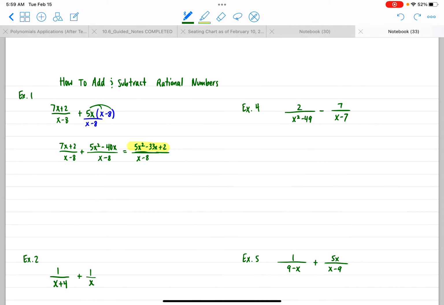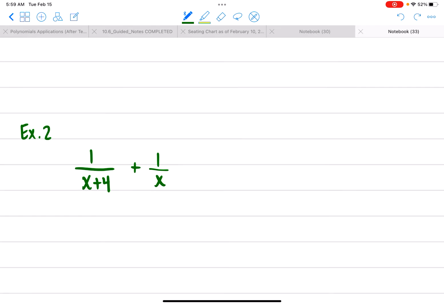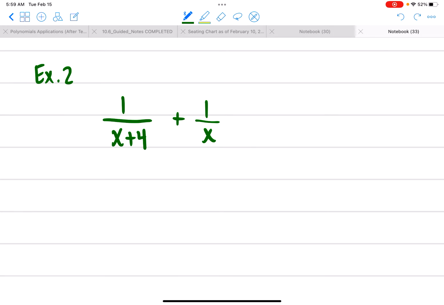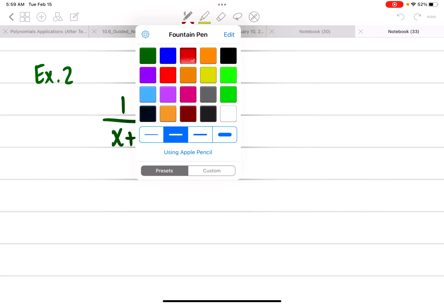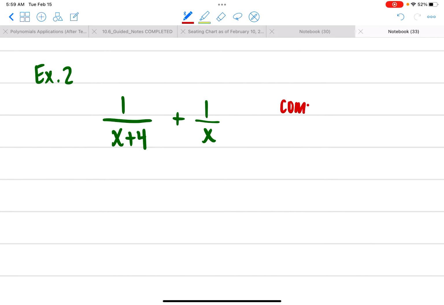So, all right, let's go to example 2 here. Example number 2 is an example where we have 2 different denominators. So what I'm going to suggest here is that you make the common denominator.